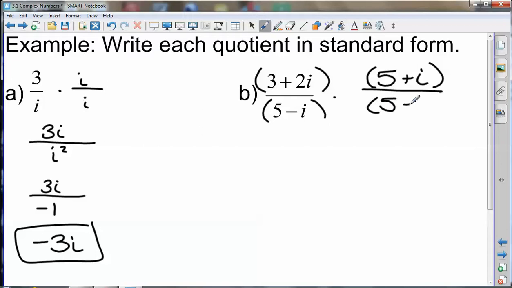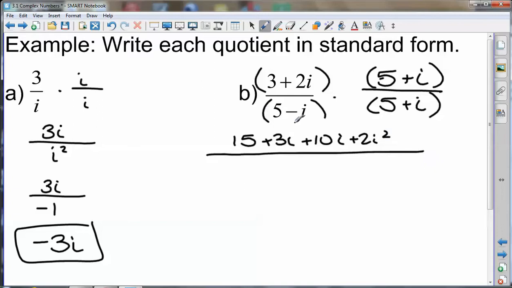On the conjugate, the real part doesn't change. The imaginary part changes sign. You just do FOIL on the bottom. Alright. So on the top, if I distribute this out, 3 times 5 would be 15, plus 3I, plus 10I, plus 2I squared. On the bottom, if you distribute, you get 25 plus 5I minus 5I minus I squared.